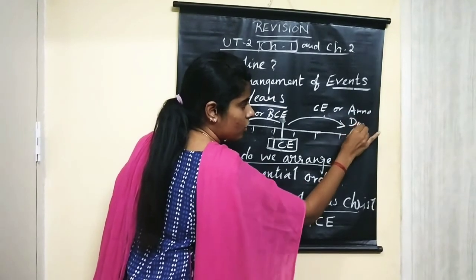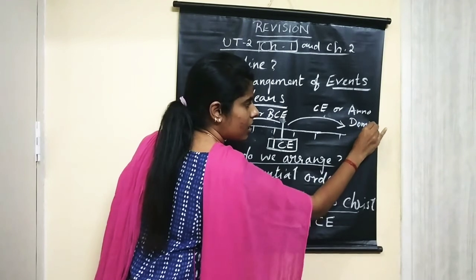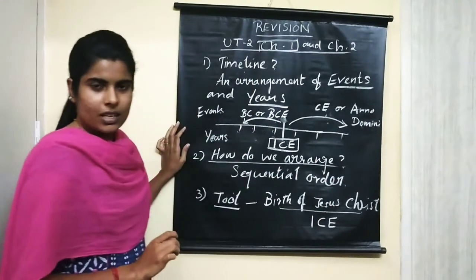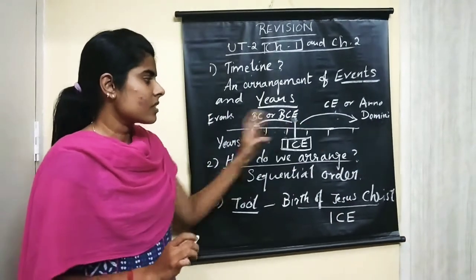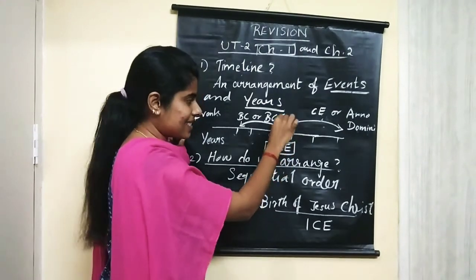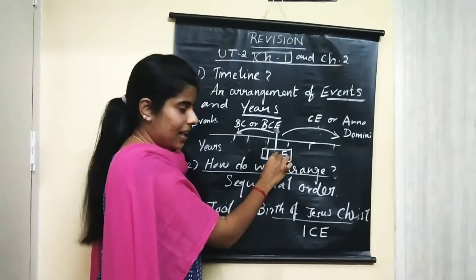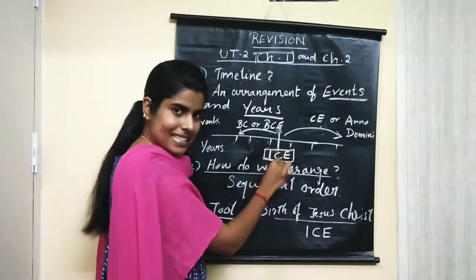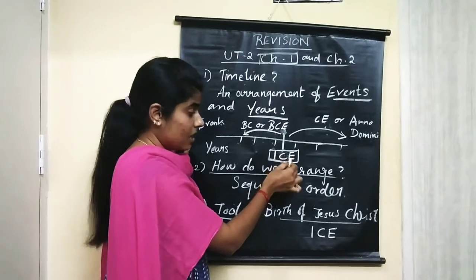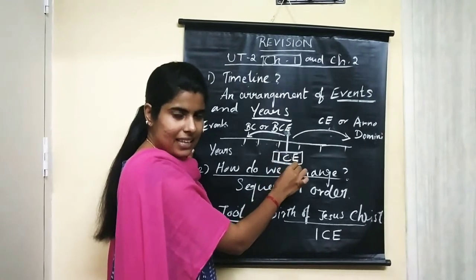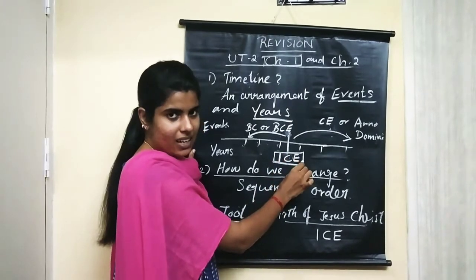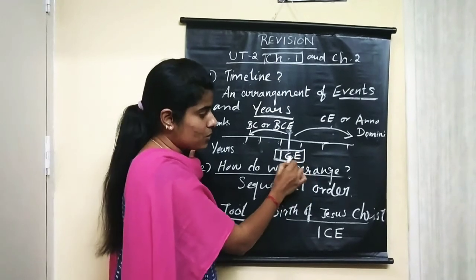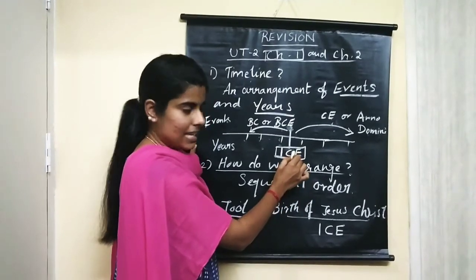We call it as common era or Anno Domini. Can you get this, children? So, we are taking the central point as Jesus Christ's birth, which we refer to as 1 CE. That is 1 Christian era. He belongs to the Christianity religion. So, we are writing it as 1 CE.